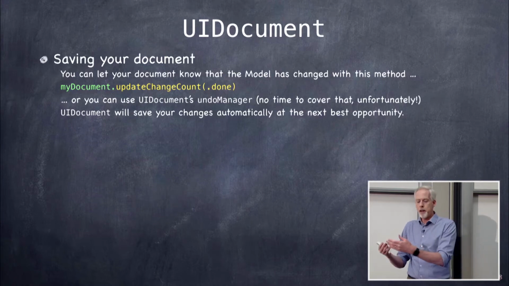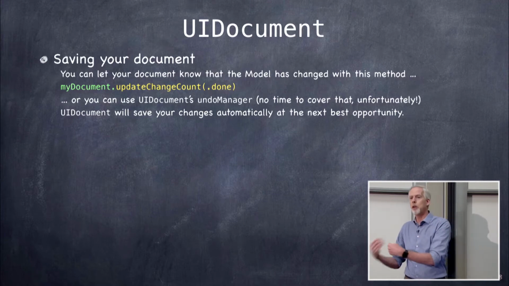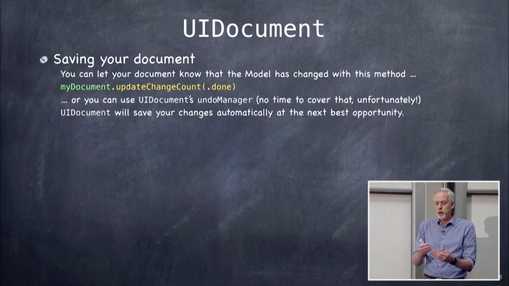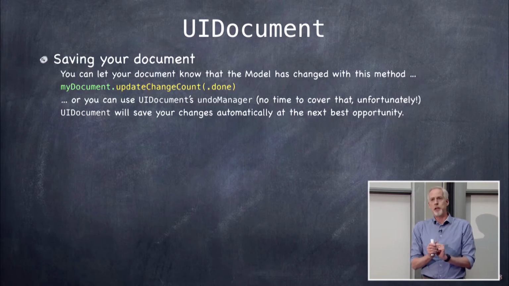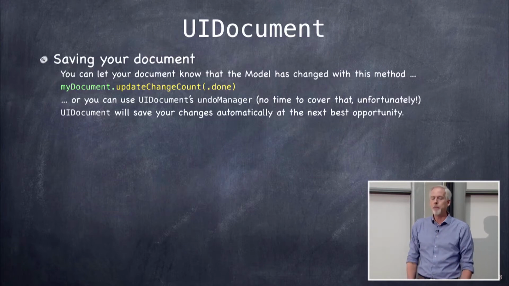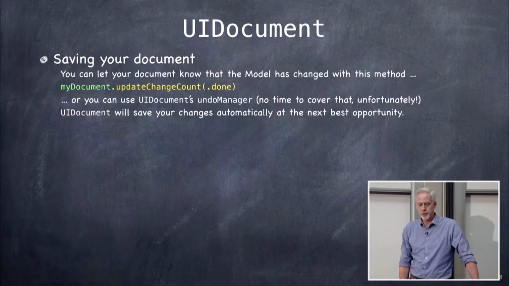Okay? And then it automatically does undo, redo, and just pulls those closures up so you can undo and then redo, go back and forth. And of course, if you use the UI Document's Undo Manager to do that, then it will know that the document has changed when you do these undo and redo things. Okay? So that's another way to do it, is to use the Undo Manager.